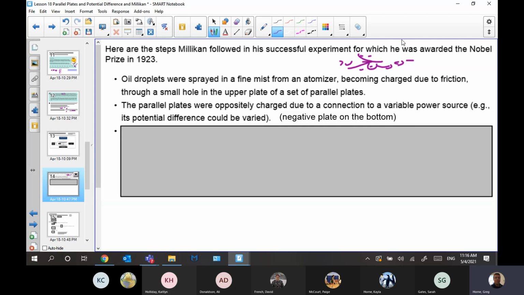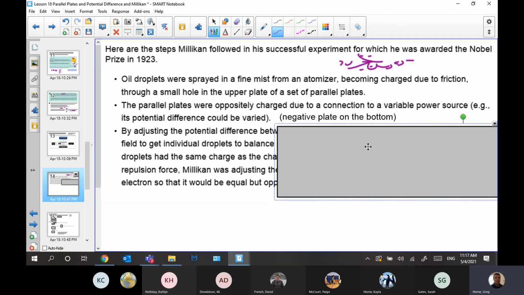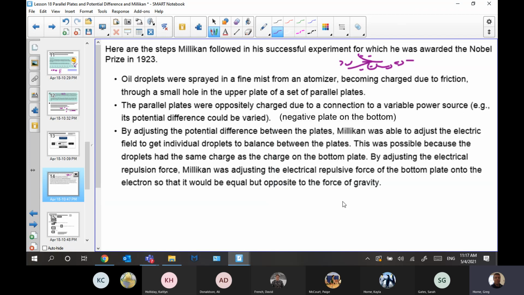So the parallel plates were oppositely charged, and then basically you make the negative plate be on the bottom and adjust the voltage until you either suspend the oil drops or have them go at a constant velocity. Either way, you're essentially balancing the gravity force with the electric force, right? So the bottom plate is equal and opposite to gravity. Basically, this is leading to Fg equal to Fe, right?